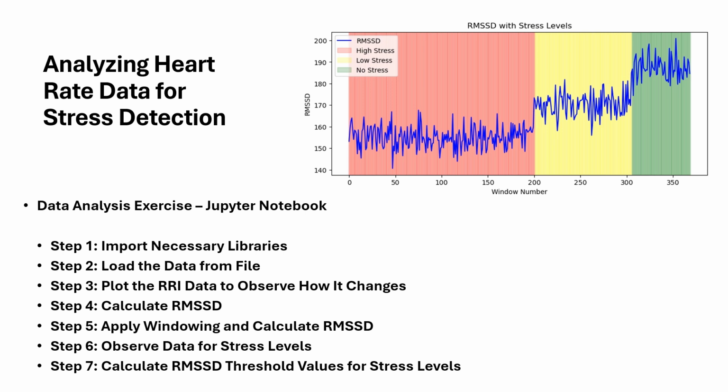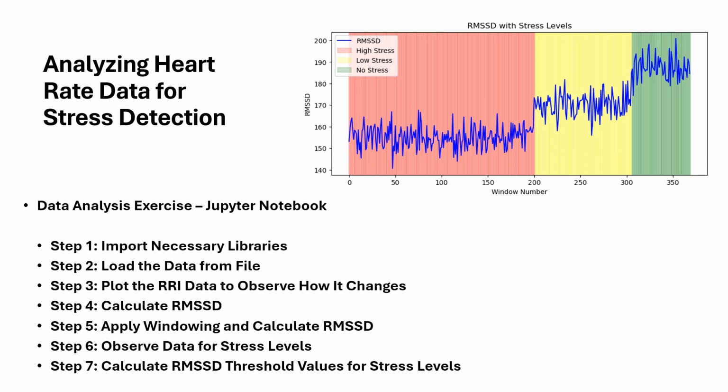The data we're going to use for this code is from someone who's going through different levels of stress. So hopefully we'll be able to see a change in stress over time and figure out what is personal to this person. What are their threshold values for no stress? What's their threshold for low stress? And what is their threshold for high stress?